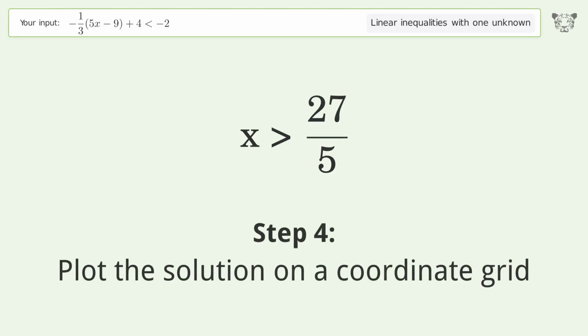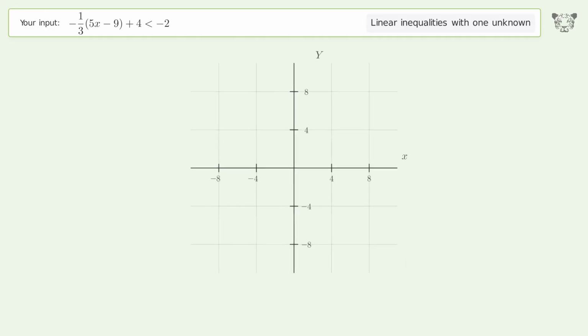Plot the solution on a coordinate grid. And so the final result is x greater than 27 over 5 greater than 52 over 5.